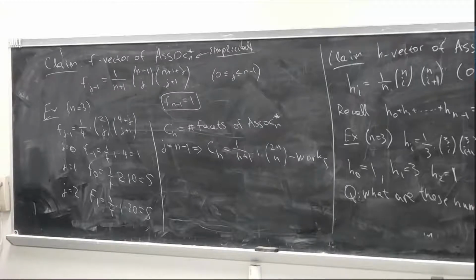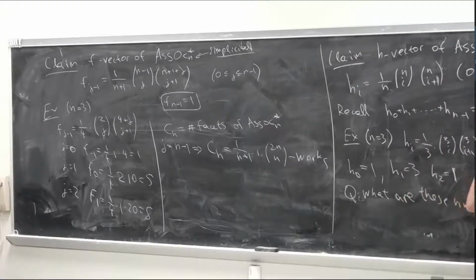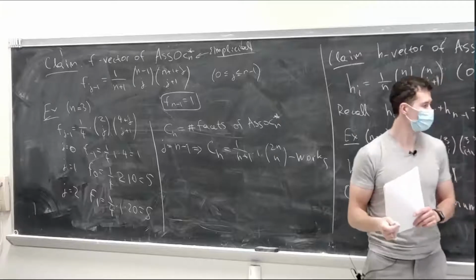So for example, n equals 3. I'm counting paths from (0,0) to (3,3). I can go up, up, up, right, right, right. Or up, up, right, up, right, right. Or up, up, right, right, up, right. Or up, right, up, up, right, right. Or up, right, up, right, up, right. So I get five objects, which is good.